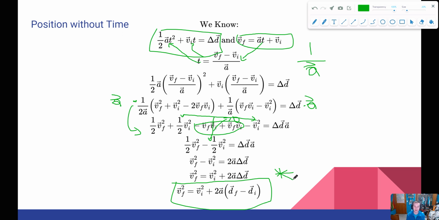Again, a pretty big equation, and it is going to be quite useful in many problems.